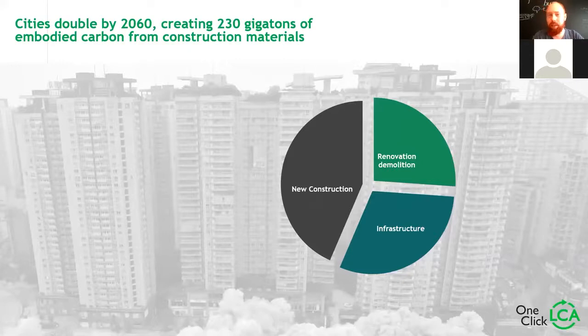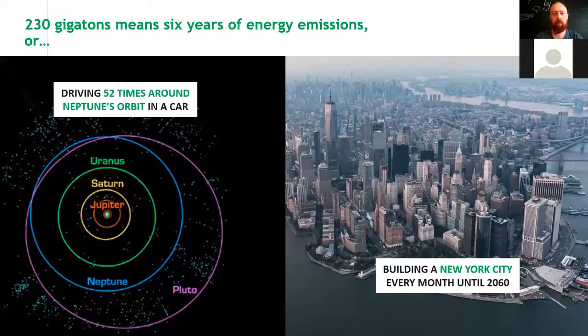As cities are expected to double by 2060, this means that there will be about 230 gigatons more of embodied carbon coming directly from construction materials. Part of this would be new construction of buildings. Part of this would be renovation and demolition of buildings. And also quite a major part of this will be from infrastructure. What this basically means is 6 years of energy emissions, or driving around Neptune's orbit in a car 52 times, which is massive, or basically building a New York City every month until 2060. And New York City is pretty big.